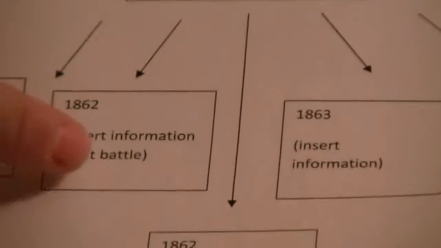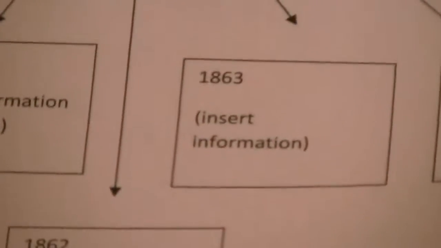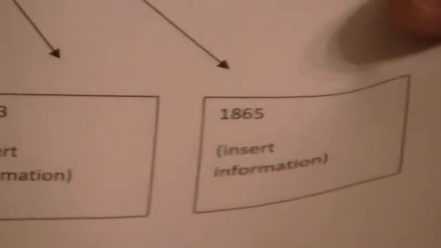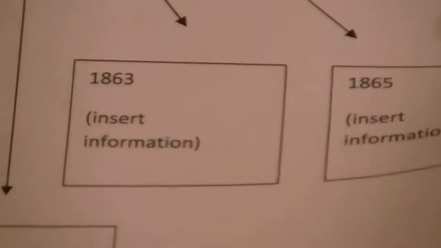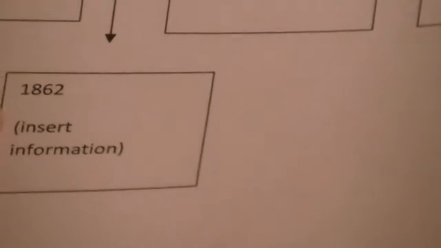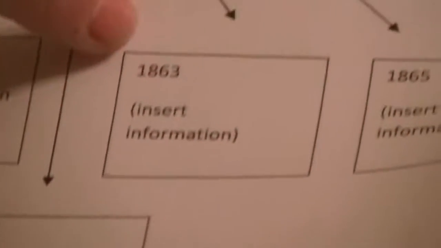1862, and I gave you a hint here, this is actually where the battle. Then you have another date, 1863, 1862, insert the battle. Down here is 1862, the other one. 1863, and then 1865. Now you are going to use your creativity to be able to create your study map however you would like it.